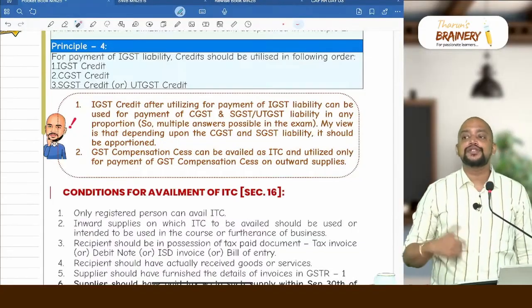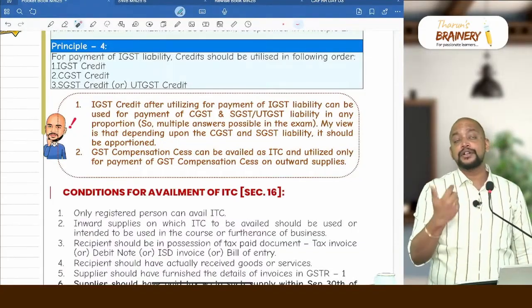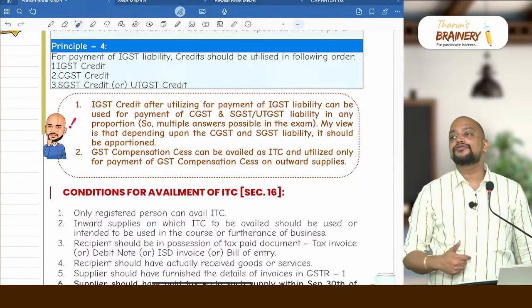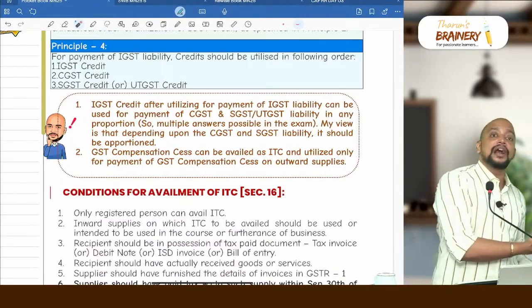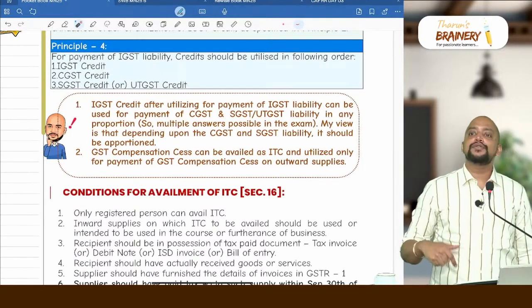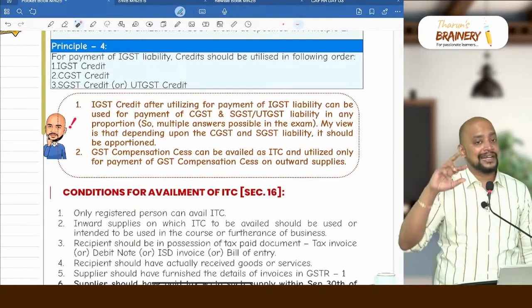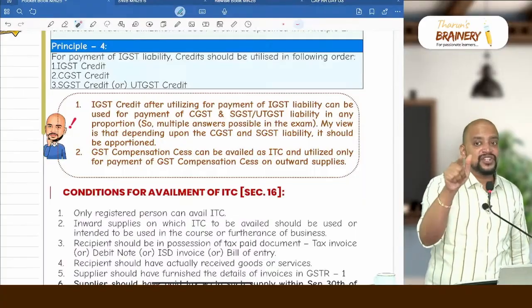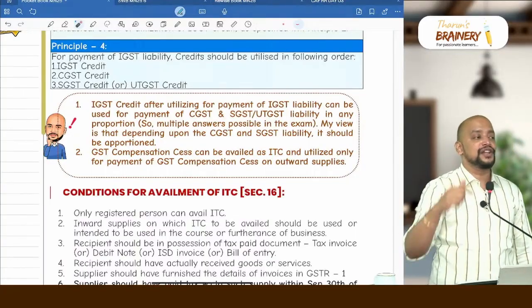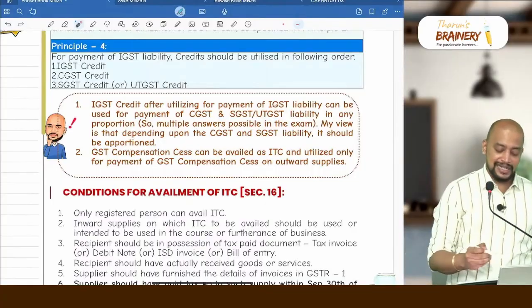Whereas I am into the business of renting of motor vehicles. On renting there is no compensation cess. So whenever I am purchasing a car, the GST compensation cess is there. Even though a person who is into the business of renting a motor vehicle can take ITC on the motor vehicle, the GST compensation cess cannot be taken. Reason being, in their outward supply there is no GST compensation cess as liability.